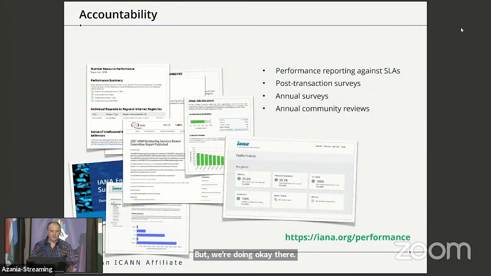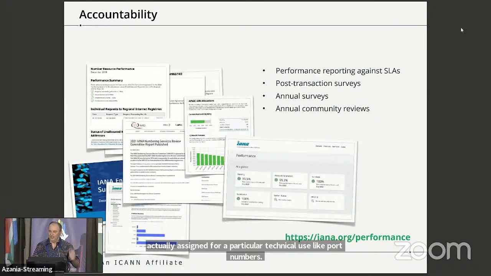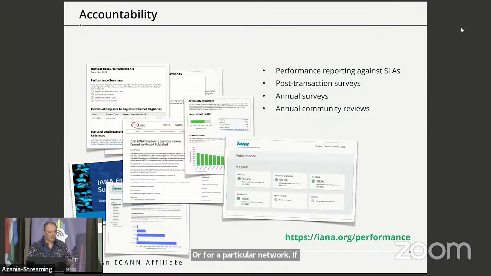I'm not going to go into the protocol area because there's 3,000 of them and we don't have all day. But like I said, a lot of those are actually assigned for a particular technical use, like port numbers or for a particular network. If somebody's got about a year, we could go through them.